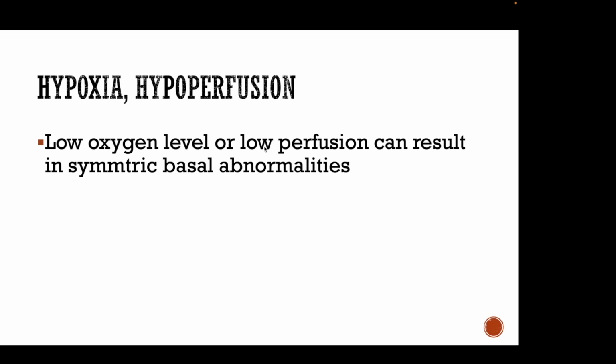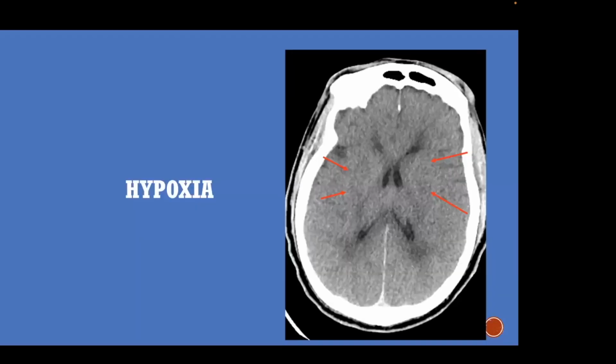Both low oxygen levels from respiratory failure or low perfusion from cardiac arrest can result in symmetric basal ganglia abnormalities. This is a case of hypoxia, and you'll notice this blurring of the boundaries of the lentiform nucleus, particularly on this side. I admit this is subtle. This is why I recommend that when you're looking at CT scans to try to pick out the normal basal ganglia in all your cases so that you become familiar with the variable appearance on your particular scanner.